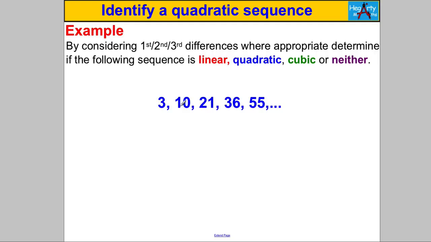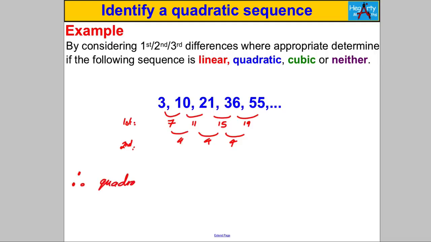Okay, we're going to do this by common differences. The first lot of differences, I'm going to write first here, is 7. This one here is 11. This one here is going to be 15. And this one here is going to equal 55 subtract 36, which is 19. So the first difference isn't common. So let's move on to the second difference. That is 4. That is 4. That is 4. Second difference is common. Therefore, this sign means therefore, it's a quadratic sequence. And we're done. Let's try another one.